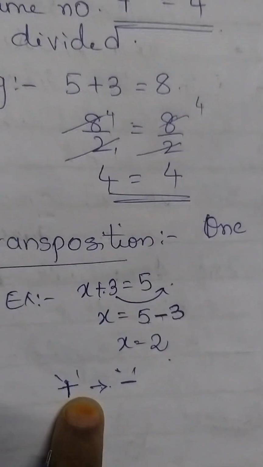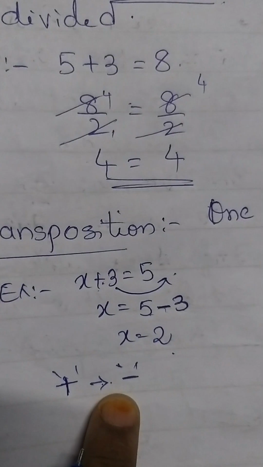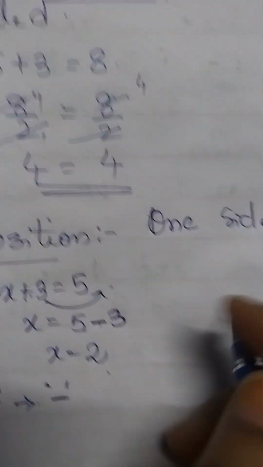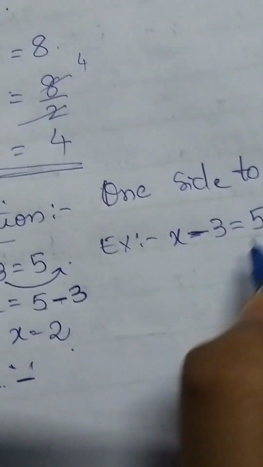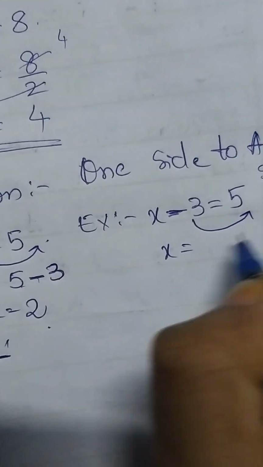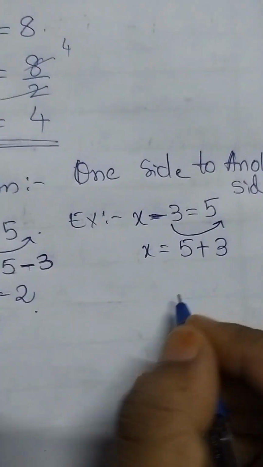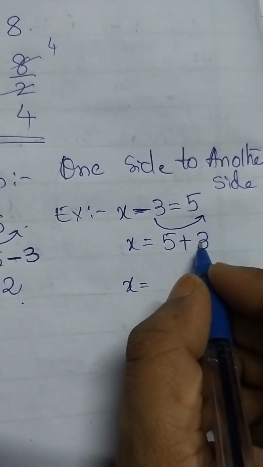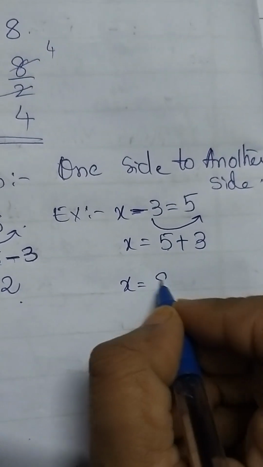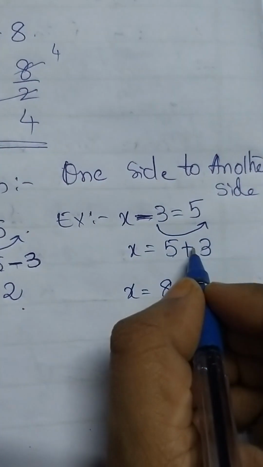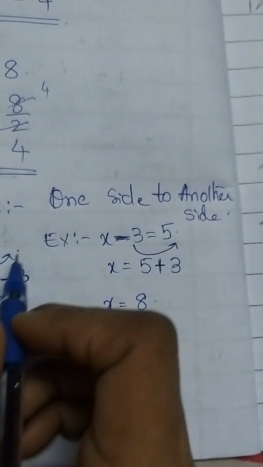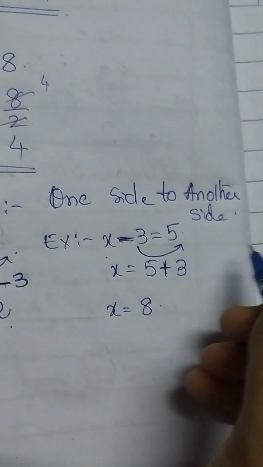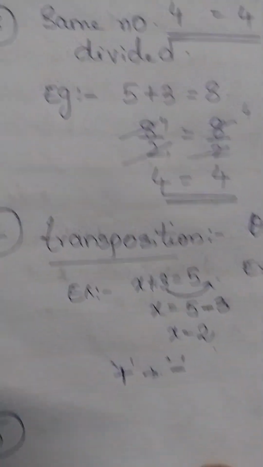So in transposition, the sign changes when the value goes to the other side. Another example is x minus 3 is equal to 5. X equal to what? This comes to this side. 5 plus 3, the negative value becomes positive. 5 plus 3 is 8. So minus becomes plus here. The negative value becomes positive when it changes from one side to another. That is transposition.